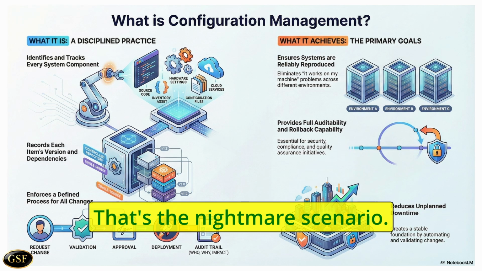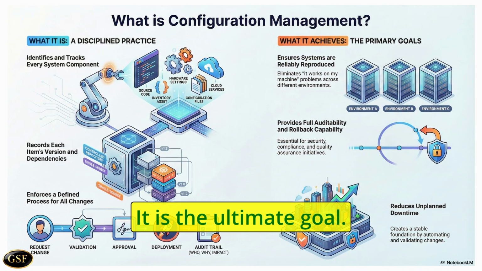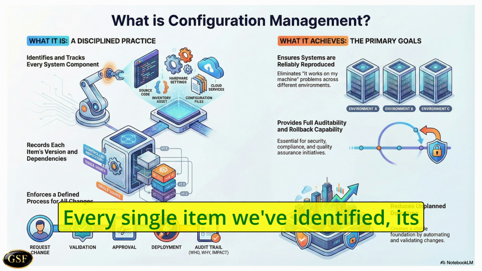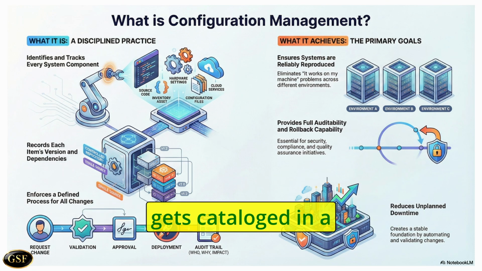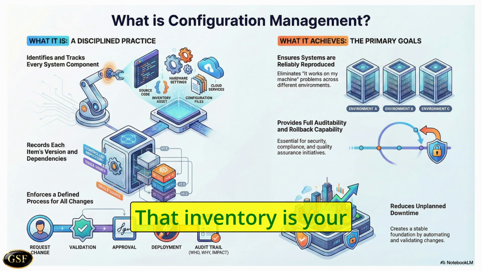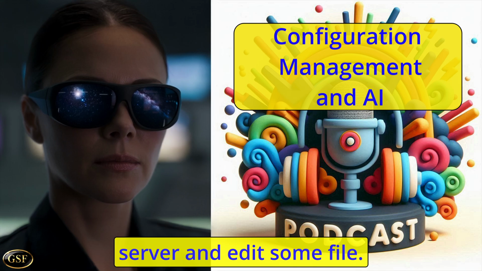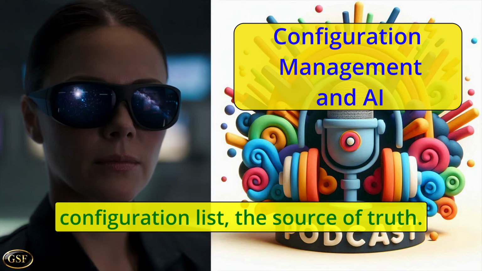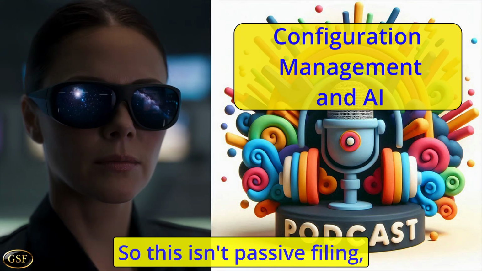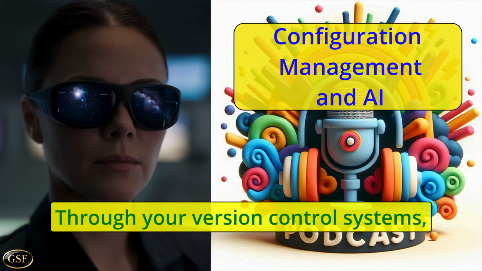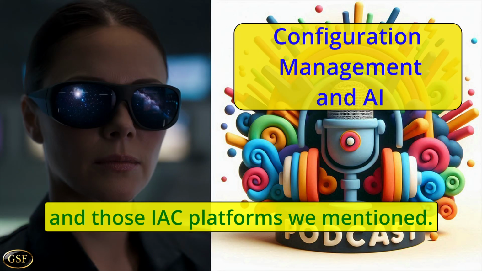That's the nightmare scenario. So that must be the whole rationale behind creating what the sources call the single source of truth. It is the ultimate goal. Every single item we've identified, its specific version, its relationships, all of its dependencies, gets cataloged in a controlled repository. That inventory is your definitive configuration. So when you want to make a change, you don't just log into a server and edit some file. No, you change the definitive configuration list, the source of truth. And that's where the discipline gets enforced. So this isn't passive filing. This is active enforcement through tools. Right, through your version control systems, your automated build pipelines, and those IaC platforms we mentioned.